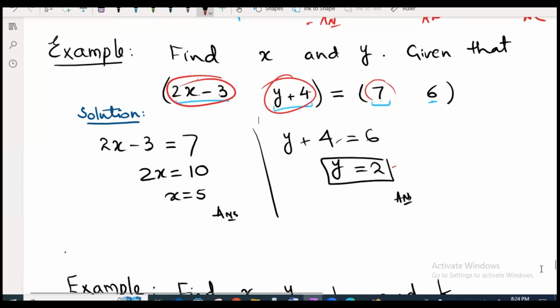Now, should I explain the second example? Next example.